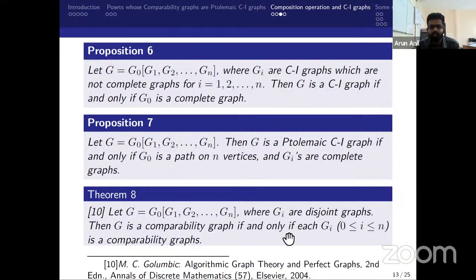That G equal to G0, G1, G2, etc., Gn, where the Gi are disjoint graphs. Then G is a comparability graph if and only if Gi is a comparability graph for i equal to 0 to n. If we get the conditions for G0, G1, G2, etc., Gn such that G is a CA graph, then we can fully characterize the comparability CA graphs.